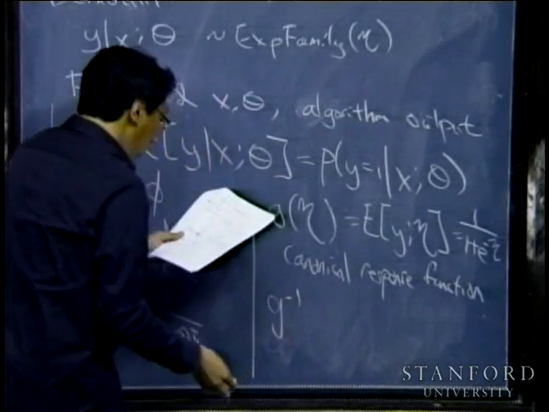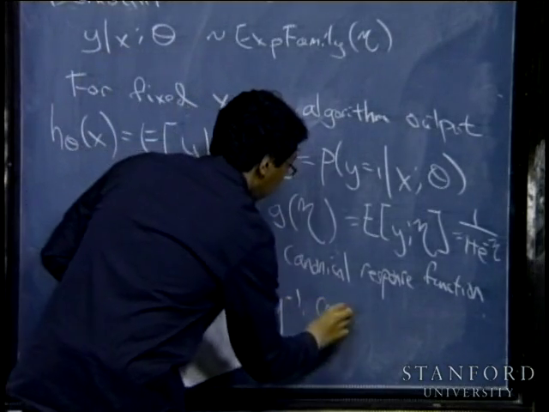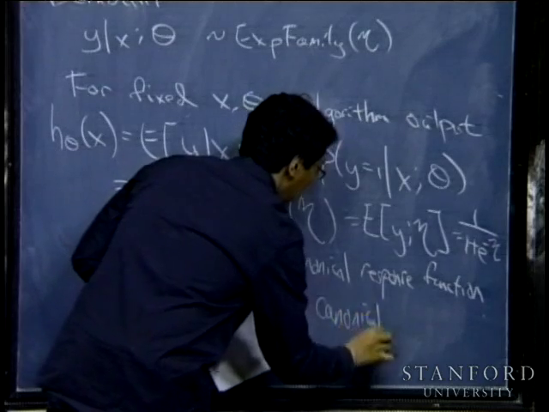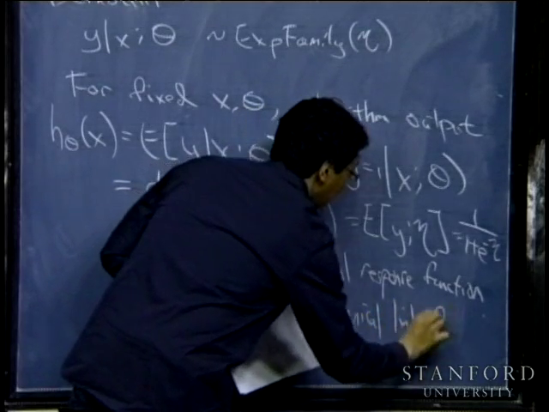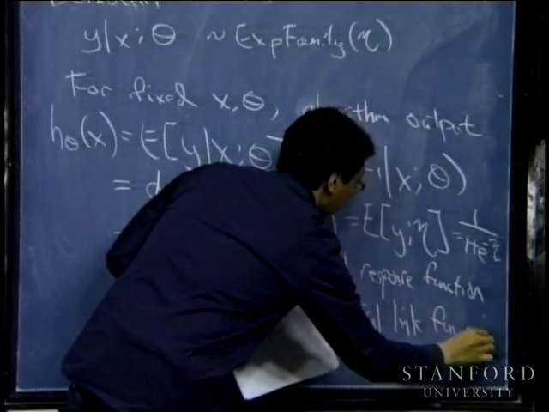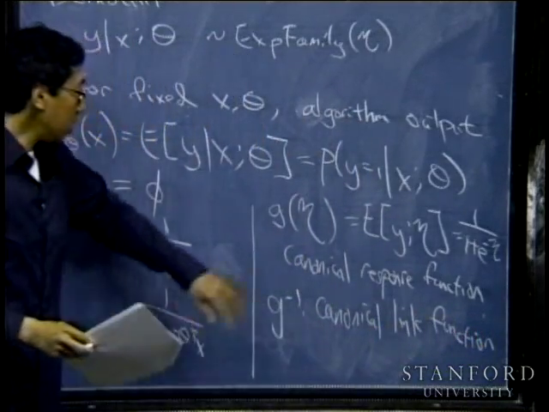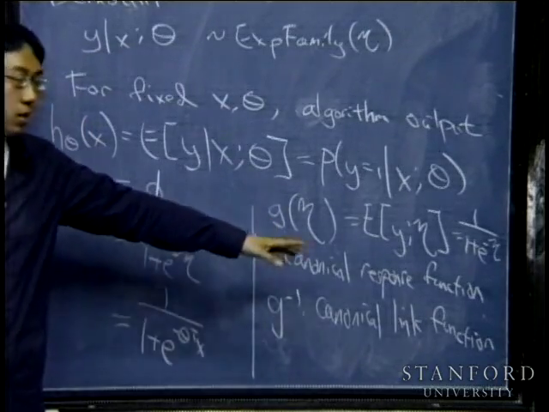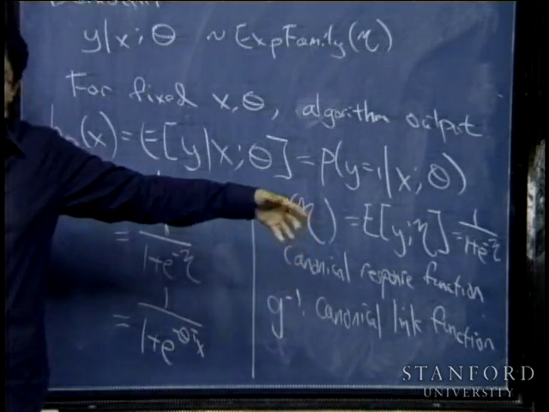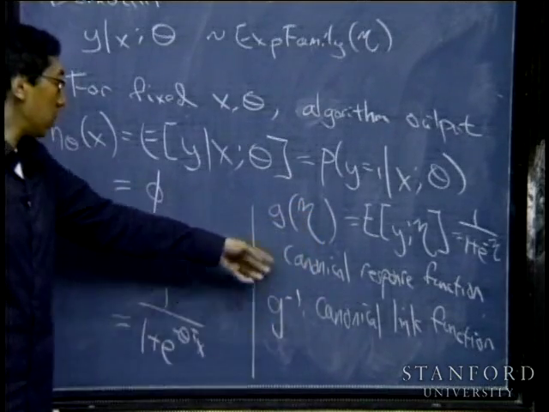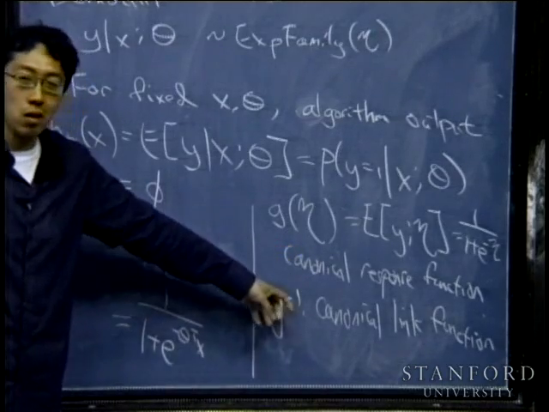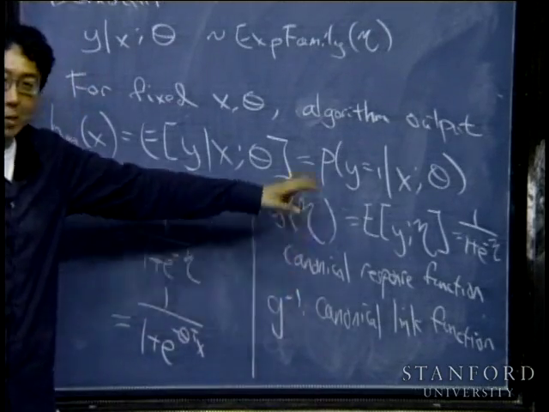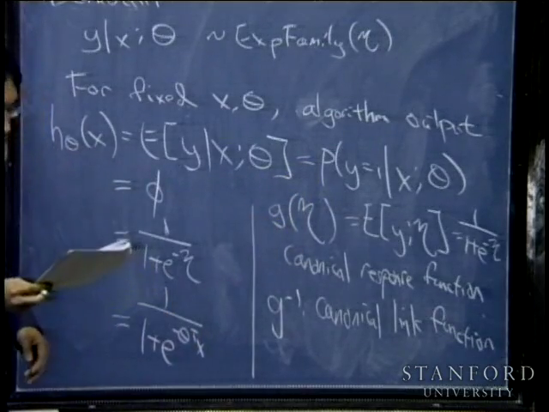And g inverse is called the canonical link function. Okay, these aren't a huge deal. I won't use this terminology a lot. I'm just mentioning this in case you hear people talk about generalized linear models. If they talk about canonical response functions or canonical link functions, just so you know, there's all of this.